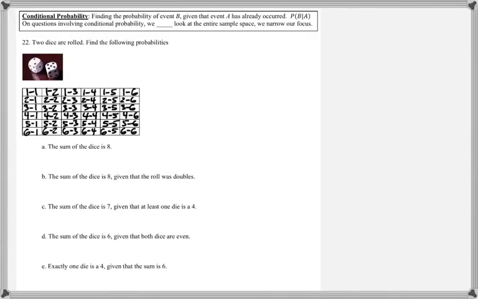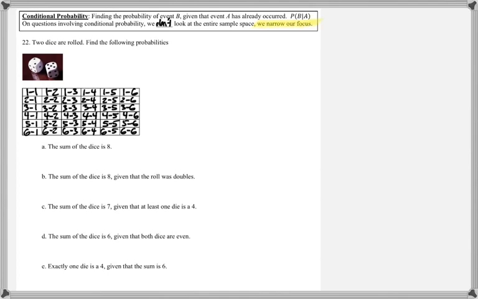The next part of the section is on conditional probability, and this is finding the probability of event B given that event A has already occurred. Sometimes they will use this notation for conditional probability. On questions involving conditional probability, we don't look at the entire sample space. We have to narrow our focus.